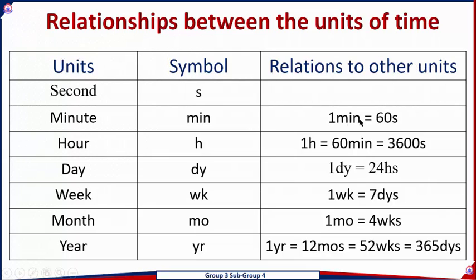1 minute equals 60 seconds. 1 hour is equal to 60 minutes, which is the same as 3,600 seconds. 1 day is equal to 24 hours. 1 week is 7 days. 1 month is 4 weeks. And finally, 1 year is 12 months. 12 months is the same as 52 weeks. And it is the same as 365 days.